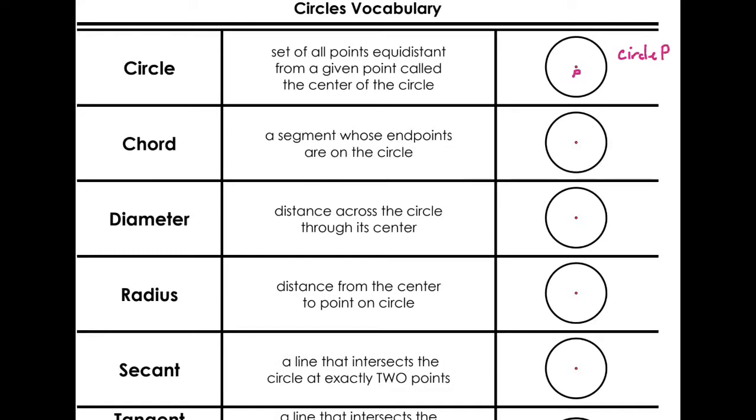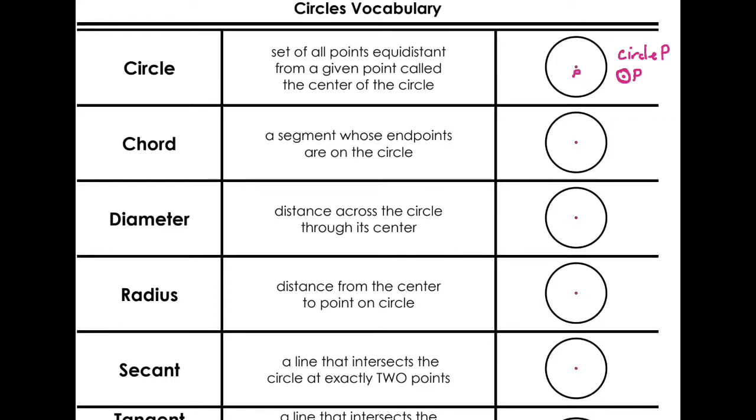But there's a few ways that they would name this circle. They could say circle P by writing out the word circle, or you can just put a circle with a dot in the middle and put the letter P. Those are the two ways to name a circle. So definitely jot that down. It's important that you know how to name each of these vocabulary words that we're going over, or each of these things. So the next thing is a chord.